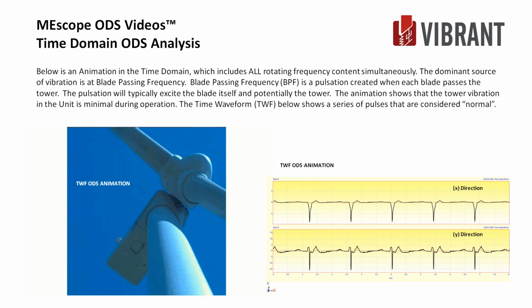This is the time domain ODS analysis. So the time domain includes all the rotating frequencies simultaneously. So right now, what do I have? I have a rotating shaft. I have a blade pass frequency, and I have any tower motion associated with that. So as I'm going past the tower with my blade, I'm pulsing the tower, and the tower in return is buffeting the blade itself. So I'll get blade modes, I'll get all kinds of things going on. What I really wanted out of this was a signature.